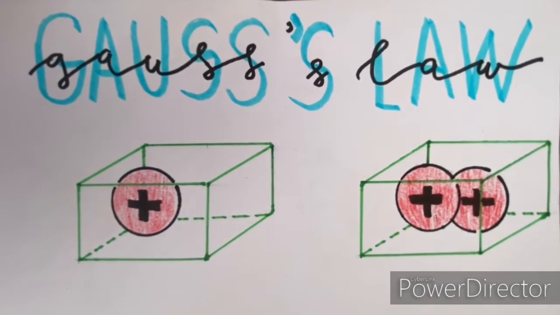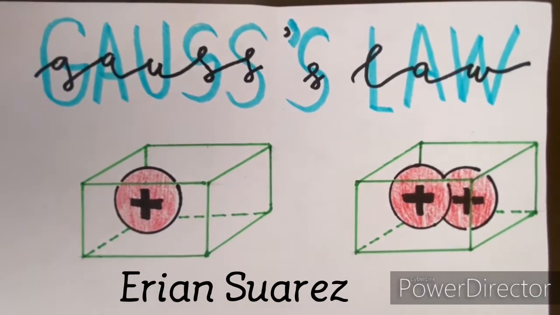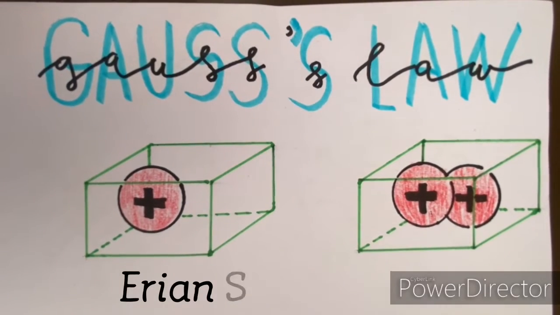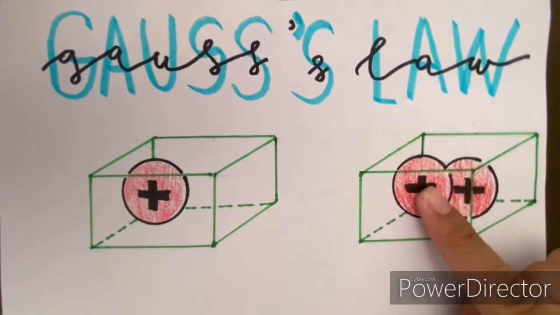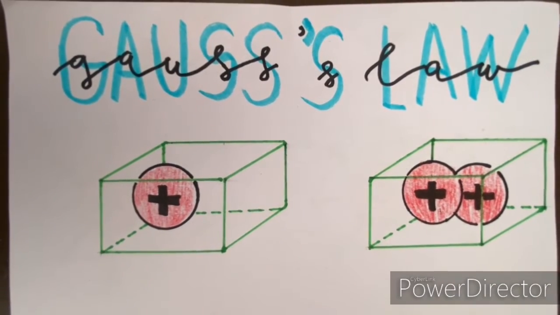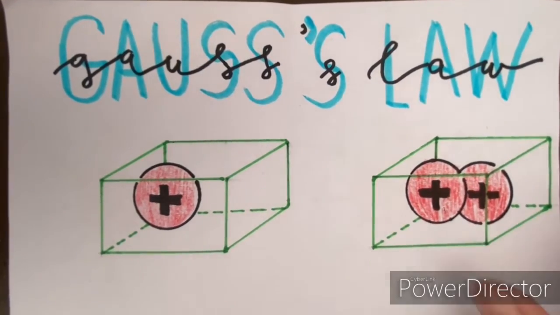As an example, let's say you have a hollow cube, and in this cube, you place one positive electric charge. Let's also say you have a second cube, the same size as the previous one, and you place two positive electric charges.